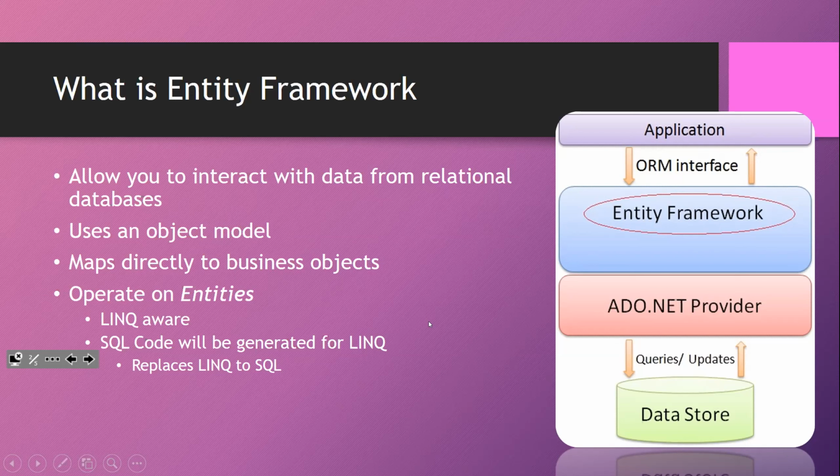So Entity Framework lets you interact with your relational database's data. It uses an object model that maps directly to your business objects. That means it's dependent on your classes, your class code. Whenever we're working with Entity Framework, it operates on entities. So it's going to consider, like, a car in our model an entity instead of an object, kind of taking it a level above an object.